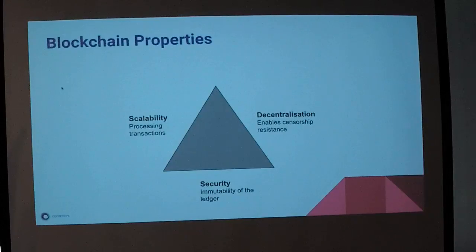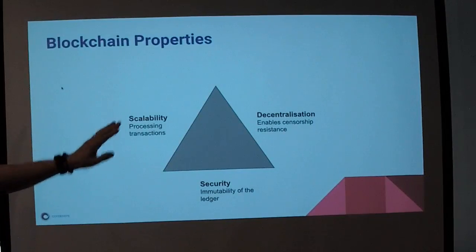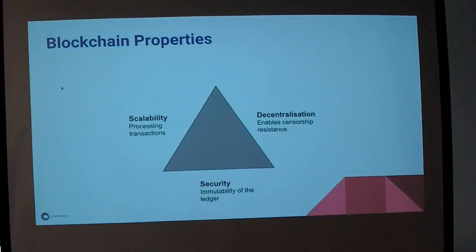So one of the challenges with what we're trying to do with blockchain is the various properties. Scalability, obviously we want to process more transactions, we want to have more people involved, we want to have more things happening on it. Decentralization, right, enabling censorship resistance, being able to have that open to everything and limiting problems. And then finally, security, the immutability of the ledger. For this to work, we need to be secure.